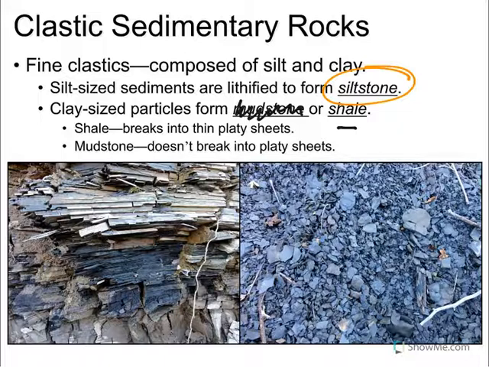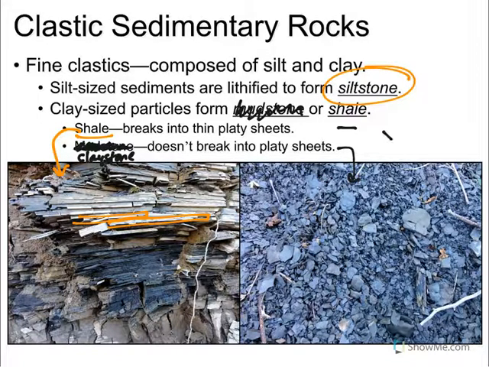Now, clay-sized particles can do one of two things. It can either form a shale, and a shale breaks down into these sheets. So you see how it kind of forms these nice little layers here. When you look at it, it kind of falls apart like pages of a book. Again, I don't like that the author used this. We call this claystone. Claystone doesn't break apart into those sheets. It just kind of breaks apart into big bits.